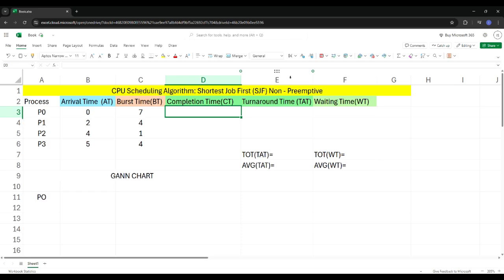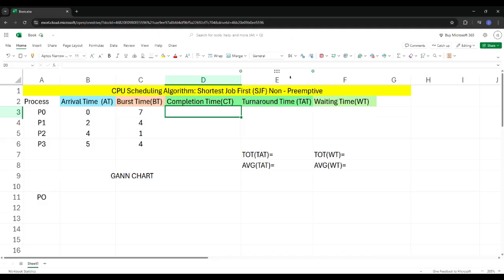Shortest job first, SJF, is a non-preemptive CPU scheduling algorithm where the process with the shortest CPU burst time is selected next from the ready queue. In the non-preemptive version, once the CPU is assigned to a process, it runs to completion. It does not get interrupted even if a shorter process arrives during execution.